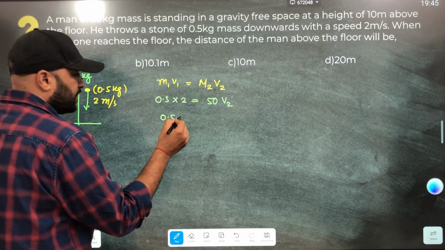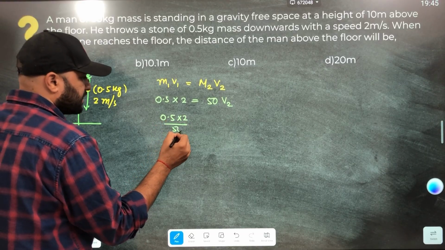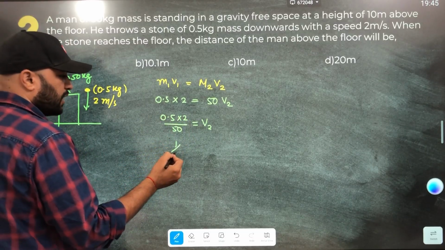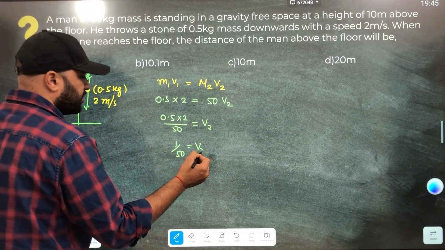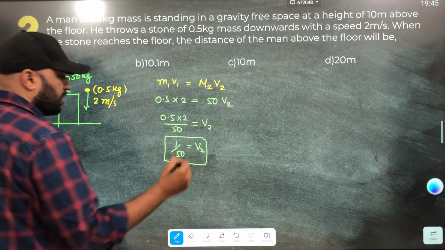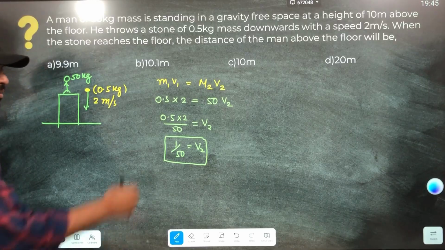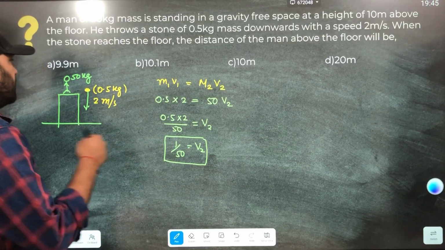So 0.5 into 2 whole divided by 50, that's our v2. What's 0.5 into 2? Sir, it's 1. So 1 over 50, that's our v2, our velocity of this person. Correct? Velocity of this person is 1 over 50. I hope this is clear. Okay, 1 upon 50 meter per second, you can write the unit if you want to.